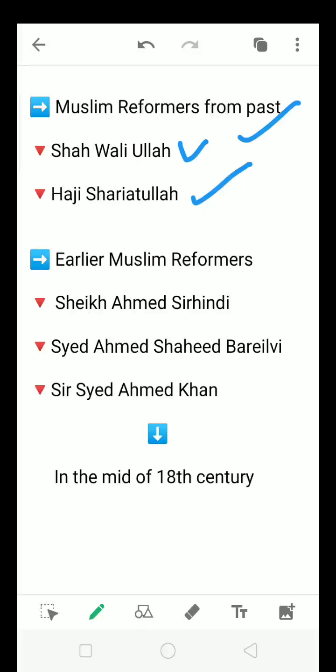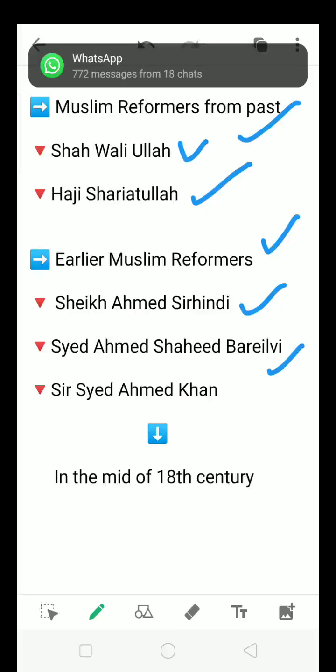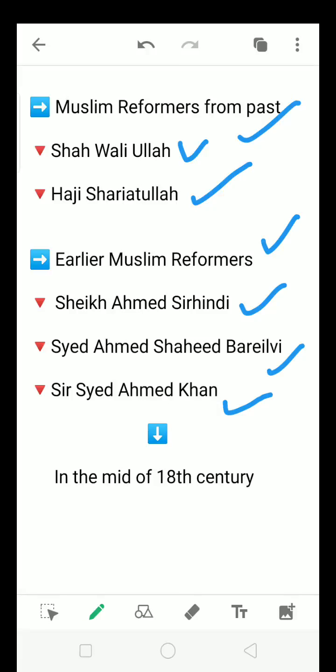After that, there were some earlier reformers like Sheikh Ahmad Sirhindi and Sayyid Ahmad Shahid Barelvi. They made the Muslims of India conscious of their right to practice their religion in peace, which was not possible under non-Muslim rule. In the sequence, there was a very famous name, Sir Sayyid Ahmad Khan, who urged the Muslims to gain modern education and realize the worth of seeking their destiny as a separate community in India.